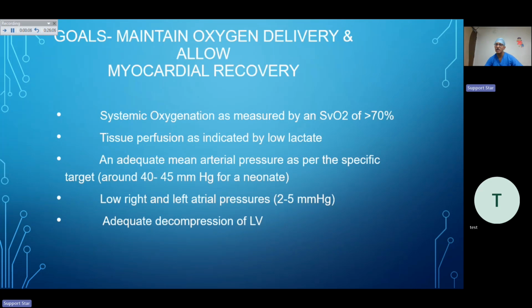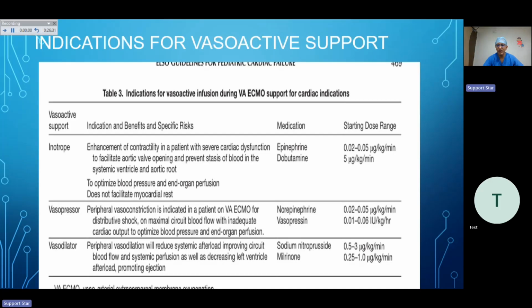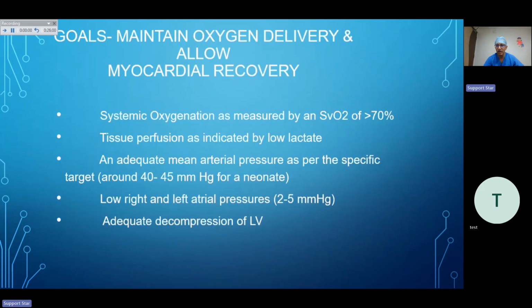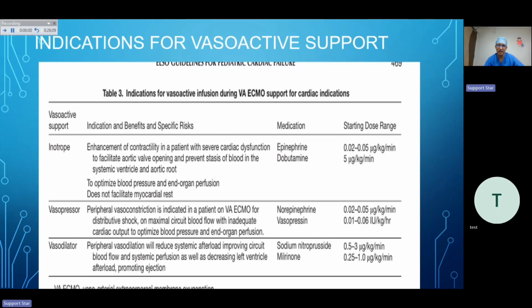So how do you establish the oxygen delivery? How do you check that? The systemic venous oxygenation should be more than 70, and there is tissue perfusion, which is indicated by low lactate, mean arterial pressure around 40 to 45 for a neonate, and low atrial pressures, left and right, around 2 to 5, and adequate decompression of the LV and RV, which you see by LA pressures if you have an open chest. But usually this is a peripheral ECMO, so we don't have LA pressures here. We only see the pulse pressure. We should not have a pulse pressure below 10. If you have a pulse pressure below 10, it indicates cardiac stunning.